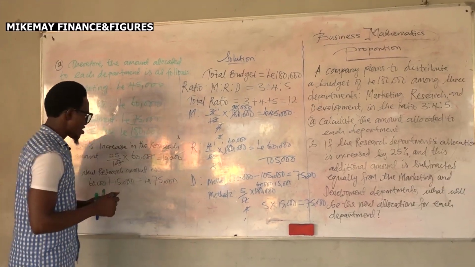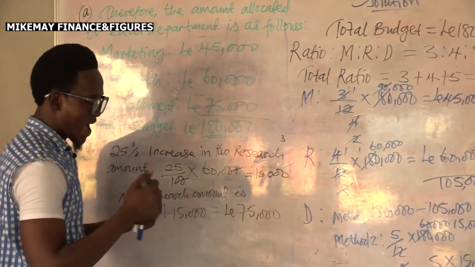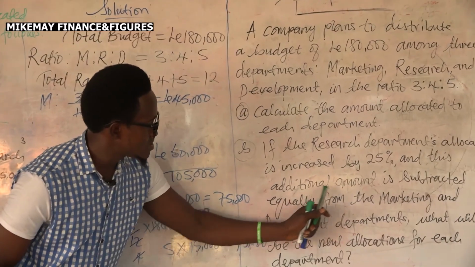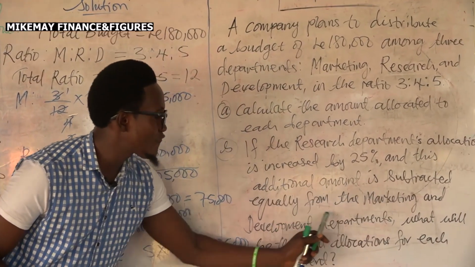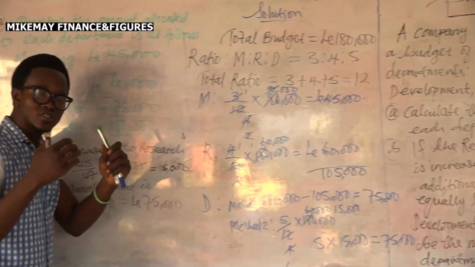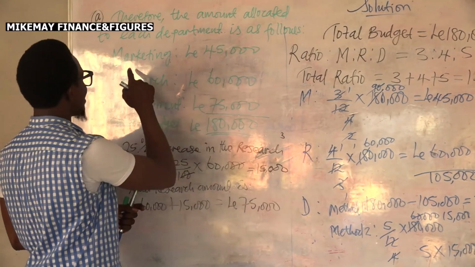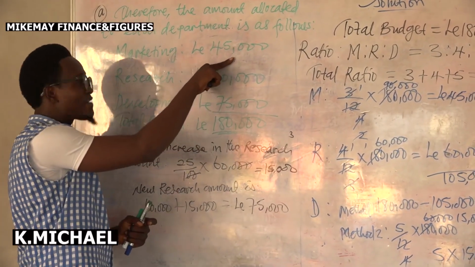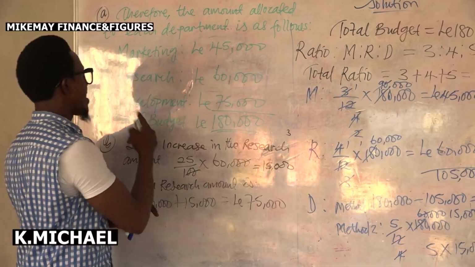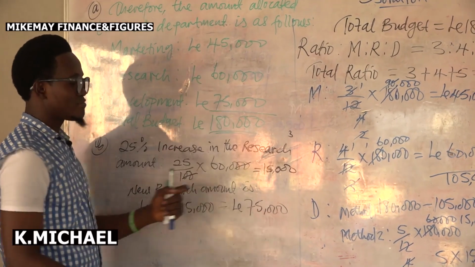Now let's find out for the other departments. Remember that it is said that the same amount is subtracted equally from the marketing and the development department. So we are going to reduce the amount, this 45,000 for marketing, we are reducing it by 15,000. And the same thing, we reduce 75,000 by 15,000.